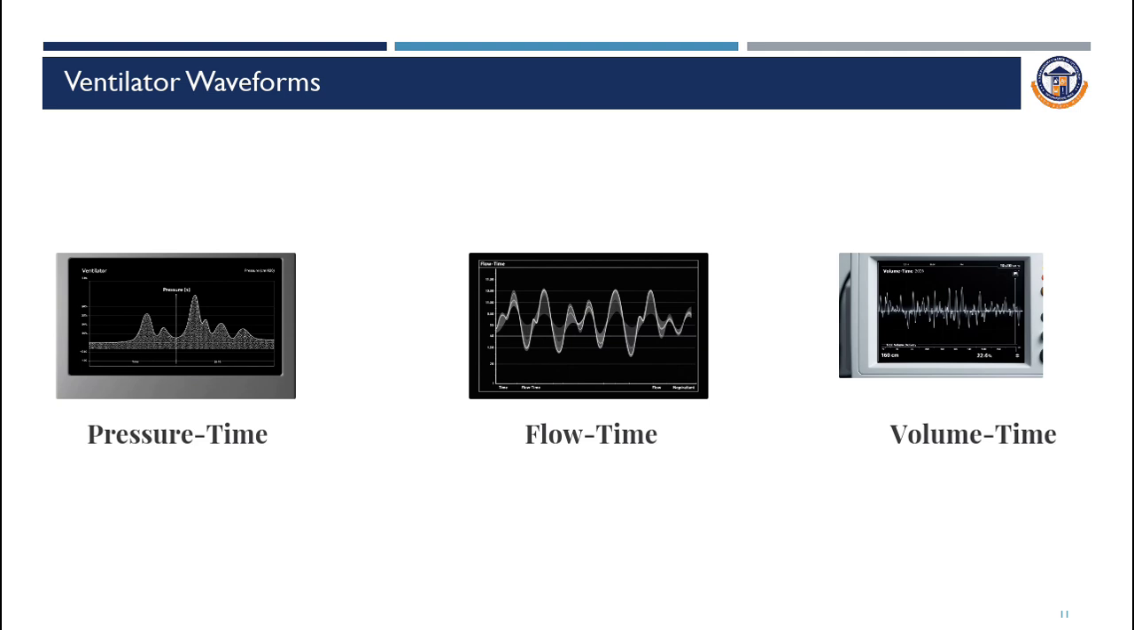The ventilator waveforms. The pressure time waveform displays the pressure changes over time during a breath. It is useful for monitoring peak inspiratory pressure and mean airway pressure. The flow time waveform shows the flow of gas into and out of the lungs over time. It helps in identifying the type of inspiratory flow pattern. The volume time waveform plots the volume of air delivered to the lungs over time. It is essential for monitoring tidal volume and ensuring consistent delivery.